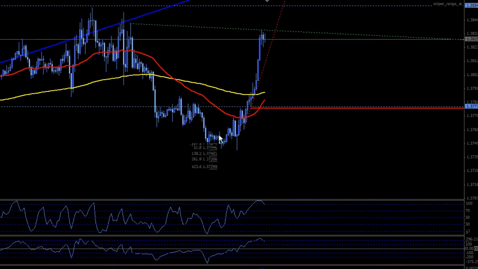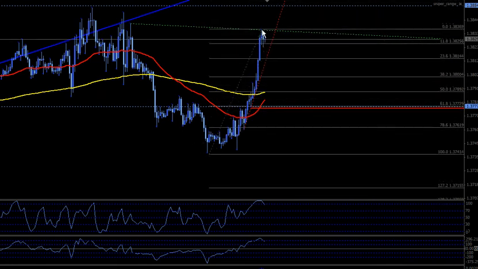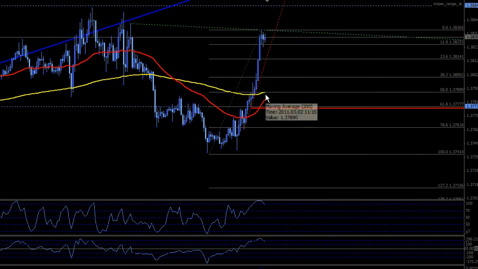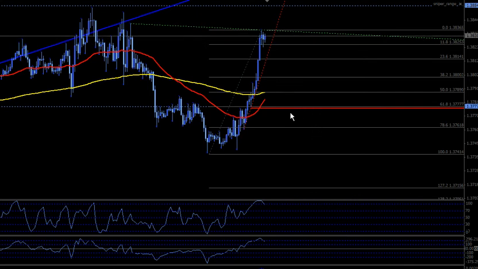Let's just fib here to here, and look for a pullback to maybe this 200 EMA yellow line here on the 15-minute chart, or the 38.2, 61.8, one of these fib levels here. But because this 200 EMA is sitting here at the 50% and the 50 EMA is just below it, that could be a good possible entry. Okay.